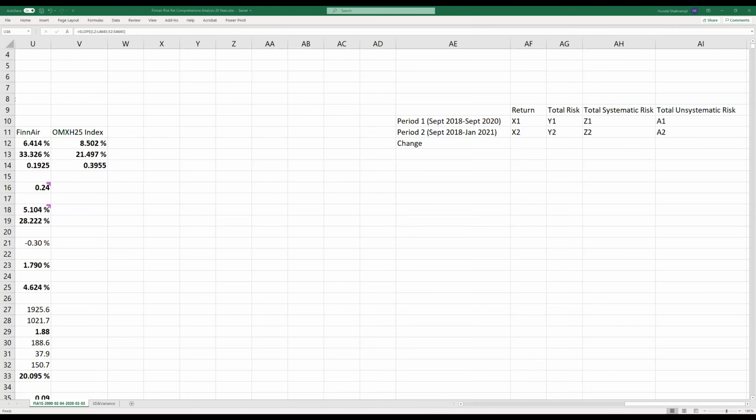Will you share this spreadsheet on Moodle? I will, definitely. Yeah, I'll be sharing 2 spreadsheets today.